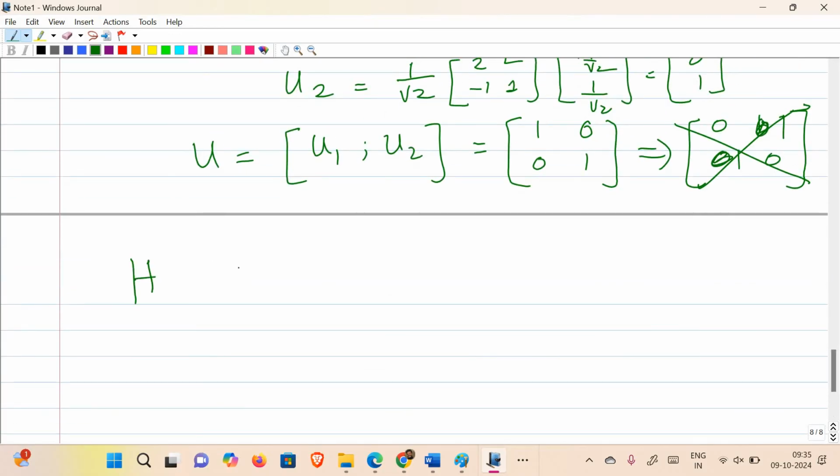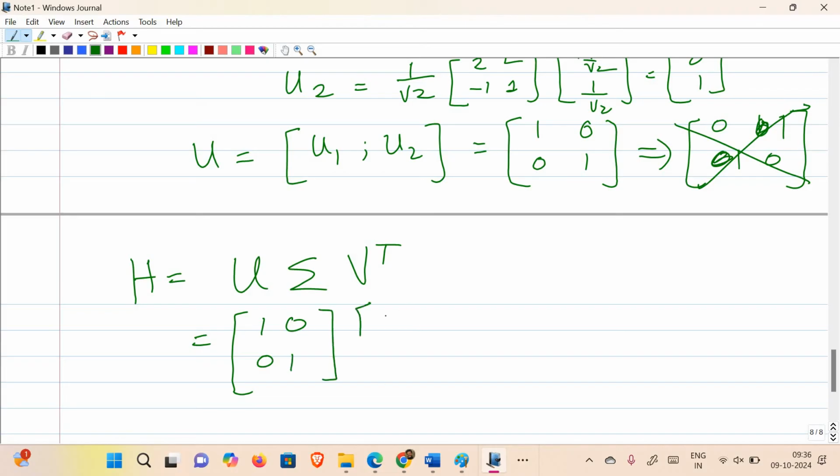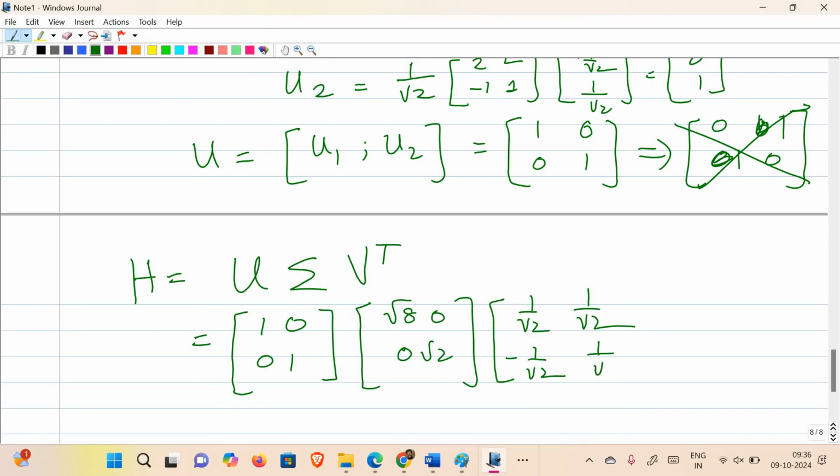So the final outcome, if I say it this way: I know H is equal to U sigma V transpose. We substitute the value of U, which is 1, 0, 0, 1. The sigma value is square root 8, 0, 0, square root 2. And V transpose is 1 by square root 2, 1 by square root 2, minus 1 by square root 2 and 1 by square root 2. So this is my final decomposed output. If you want to check whether their properties are maintained, you will observe that they are maintained for sure.